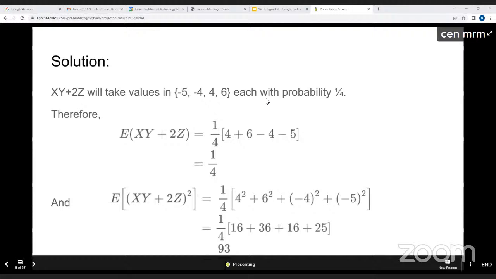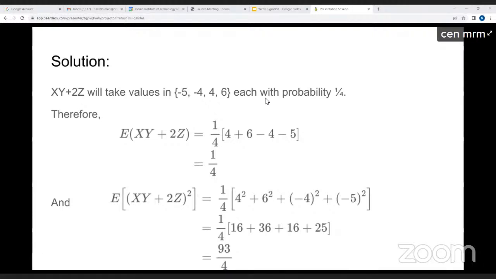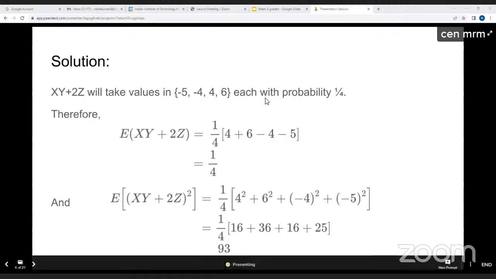So we know the values your random variable is taking, we know the probabilities, and when you have to find the expectation, we just have to use the formula, right? If you have to find the expected value of xy plus 2z, it is just the sum over x_i p_i. So x_i is -5 and p_i is 1 by 4. Using the formula, we found that the expectation of this random variable is 1/4.